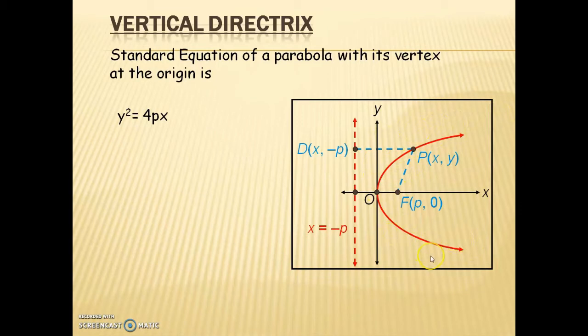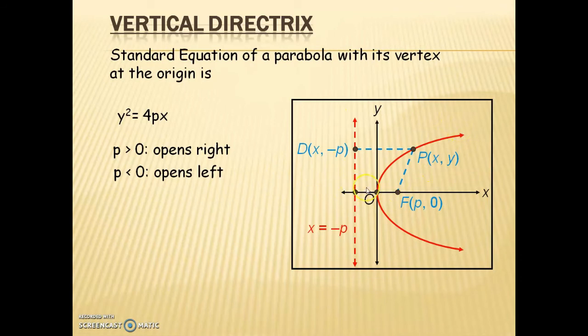Again, the question is, how can we know if the parabola opens to the right or to the left? Again, the key here is the value of p. If p is greater than 0, it means the value of p is positive, and it opens to the right. And if p is less than 0, it means p is negative, and it opens to the left. So again, the value of p here is the distance of the focus and the vertex, or the distance of the line of the directrix and the vertex.